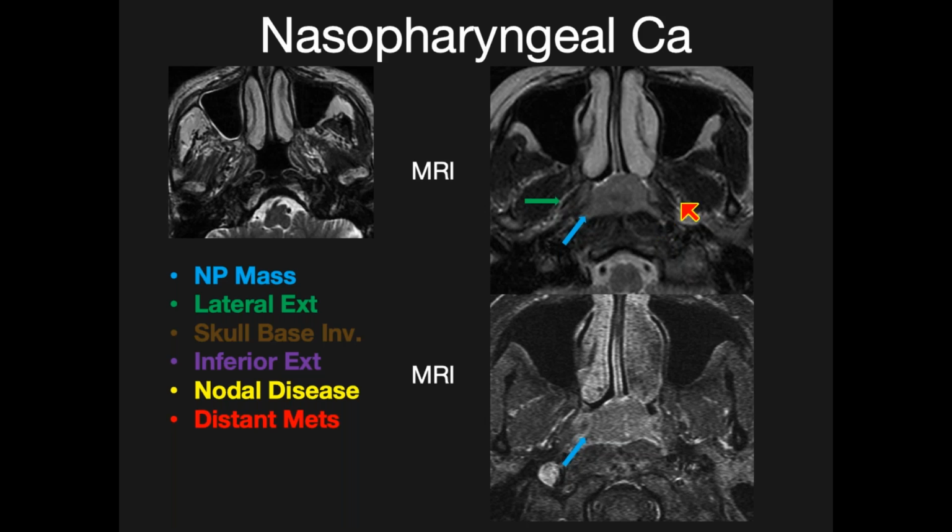The role of imaging is not in diagnosis, but in mapping the extent of the disease. We want to tell how far the tumor has gone. Is it involving the skull base? How lateral is it? Is there nodal disease or distant metastasis? So in a way, we're giving a radiological staging.